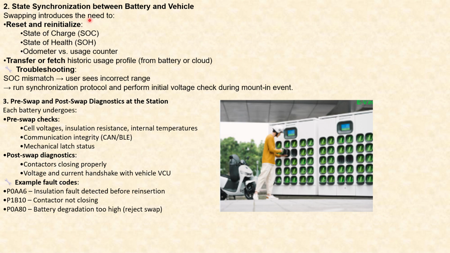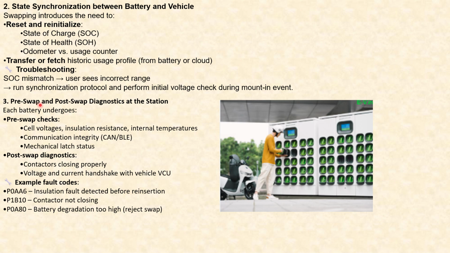Now, talking about state synchronization between battery and vehicle. Swapping introduces the need to reset and reinitialize state of charge and state of health, and also the odometer versus usage counter. Now, transfer or fetch the historic usage profile from the battery or cloud. On the troubleshooting side, if there is a SOC mismatch, the user sees incorrect range, and then he runs the synchronization protocol and performs an initial voltage check during the mounting event.